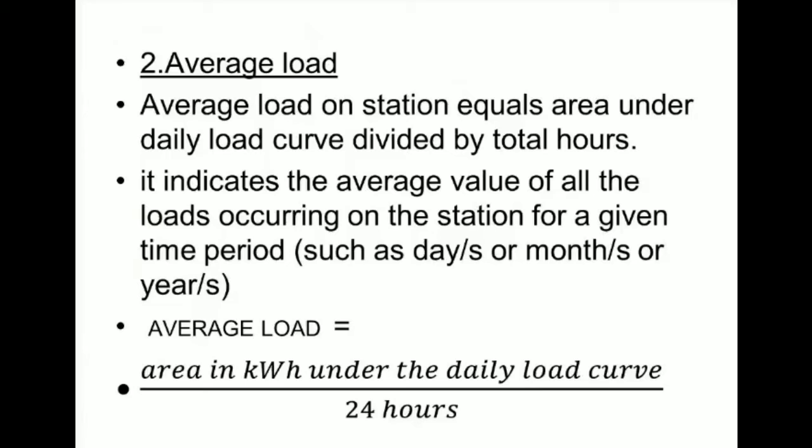So in general, the average load is equal to the area in kilowatt hour. If it is a daily load curve, it is the area in kilowatt hour under the daily load curve divided by the number of hours in a day, that is 24 hours. So this is the expression for average load: area under the daily load curve divided by 24.